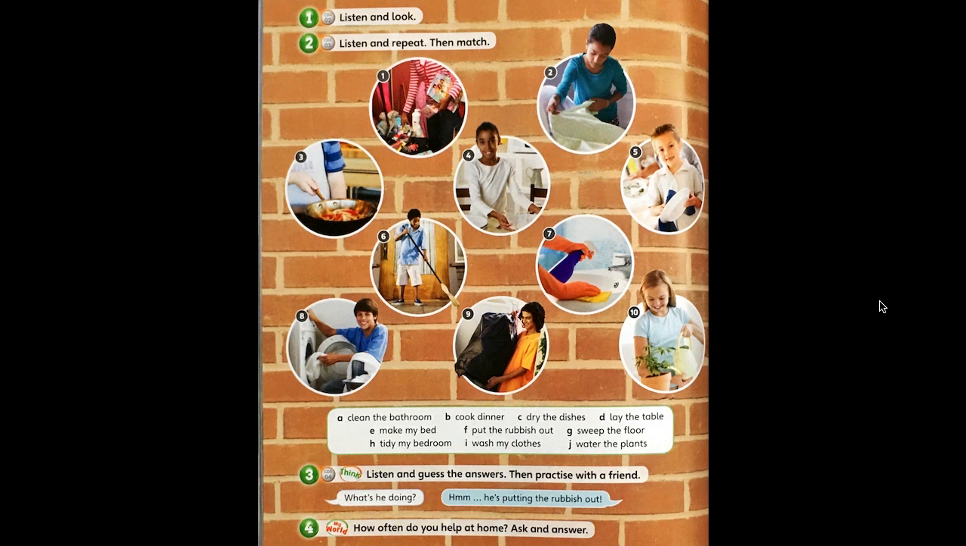Okay. And the last one, number 10. What is picture number 10? Correct answer is J. Wow, good. I did that. Yes, that's very easy for me. J, water the plants. Have you got plants at home?